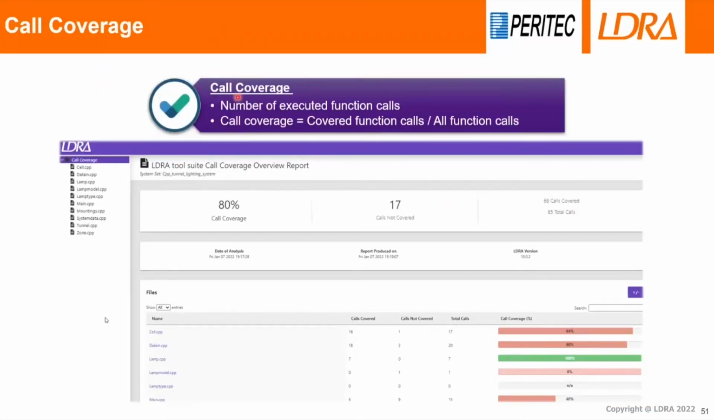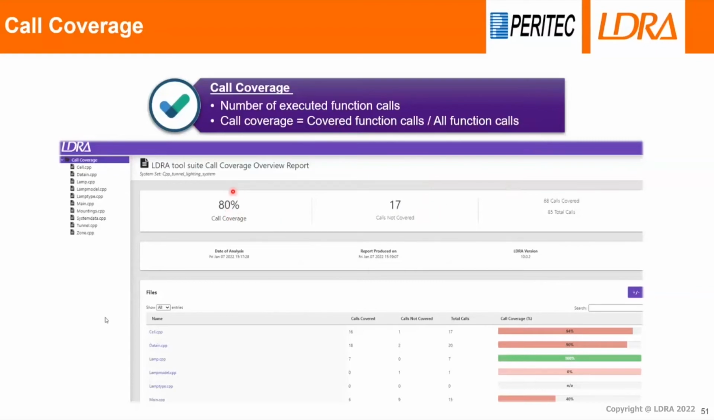Similarly, call coverage: for the number of calls made by a function, you need to ensure that all the calls which are made by a function are executed. So here you can see total covered function calls based on a requirement-based test divided by the total number of function calls.